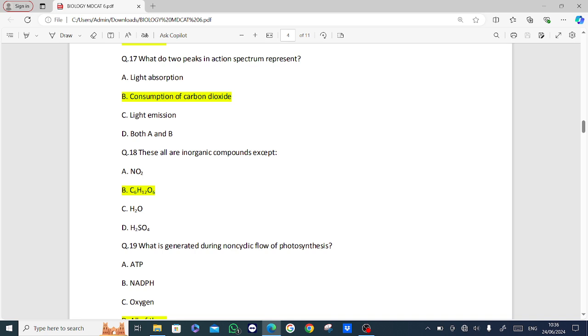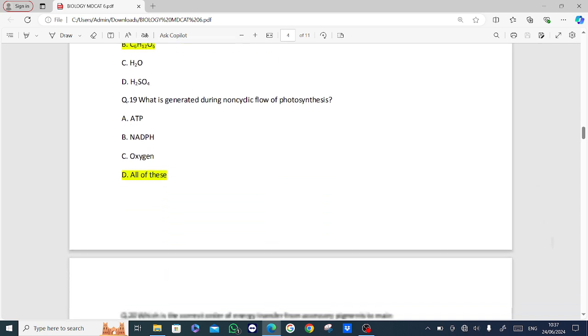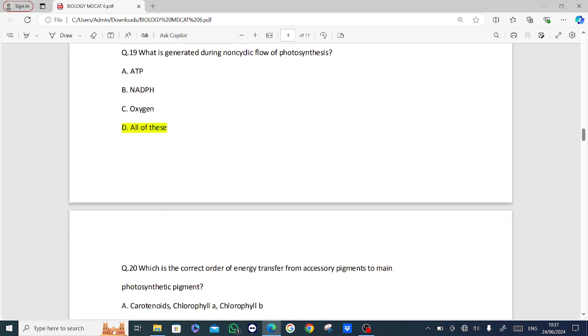Next MCQ is, these all are inorganic compounds except. Options are NO2, C6H12O6, H2O, H2SO4. Answer is option B, C6H12O6, glucose.